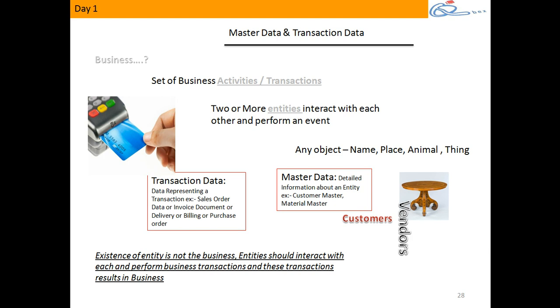So when it comes to BW, we already know the basic principle of BW. What is it that you do? You extract data from different sources, store it, and then do reporting. So are we going to extract master data or transaction data? Both. We are going to extract master data, extract transaction data, consolidate, and then do reporting. Why? Does it make sense?